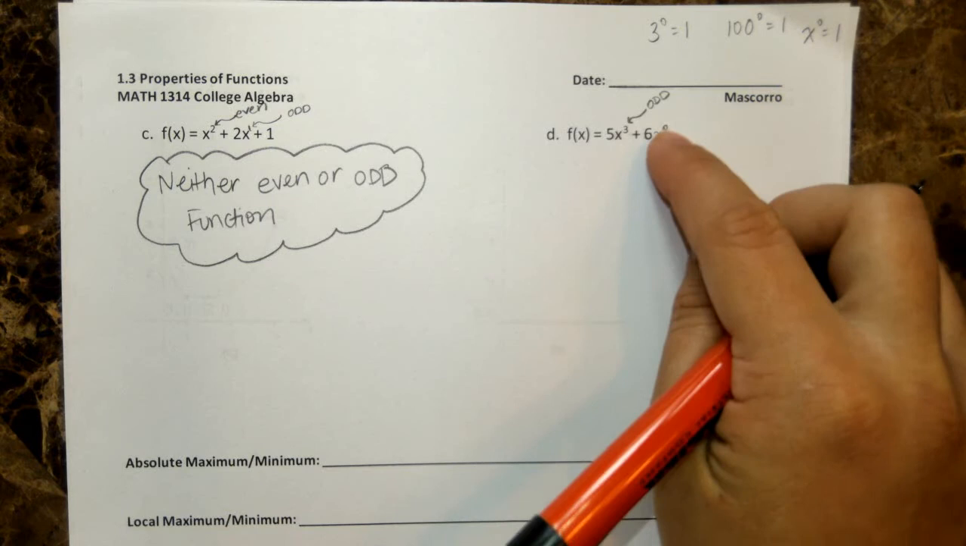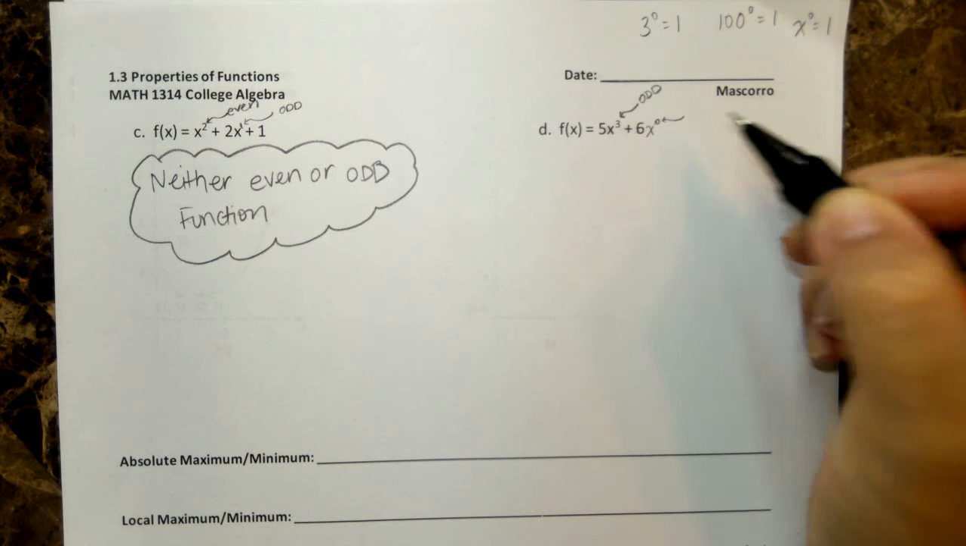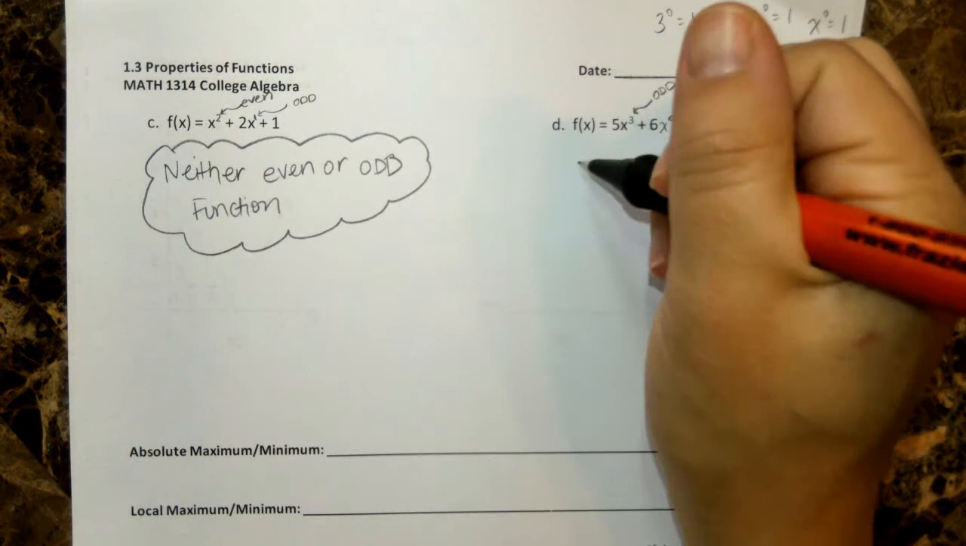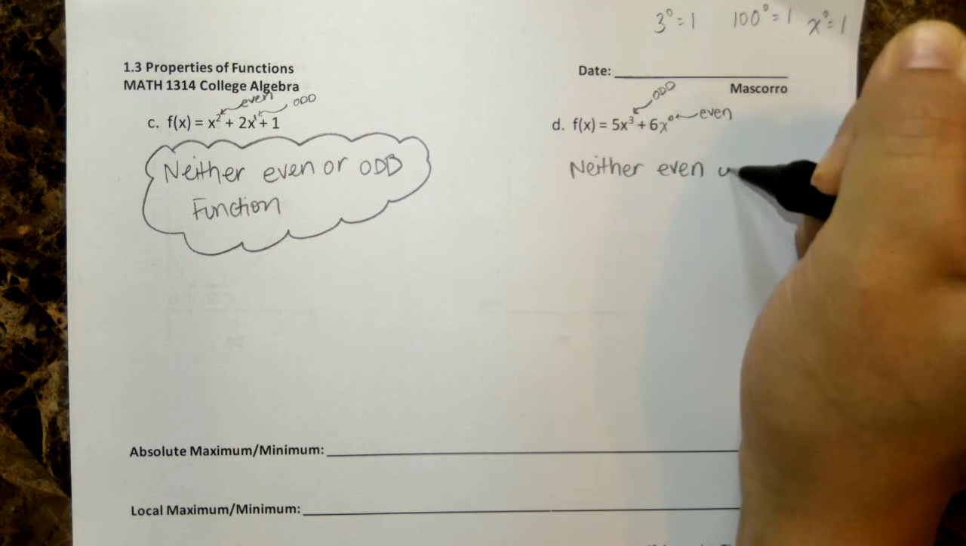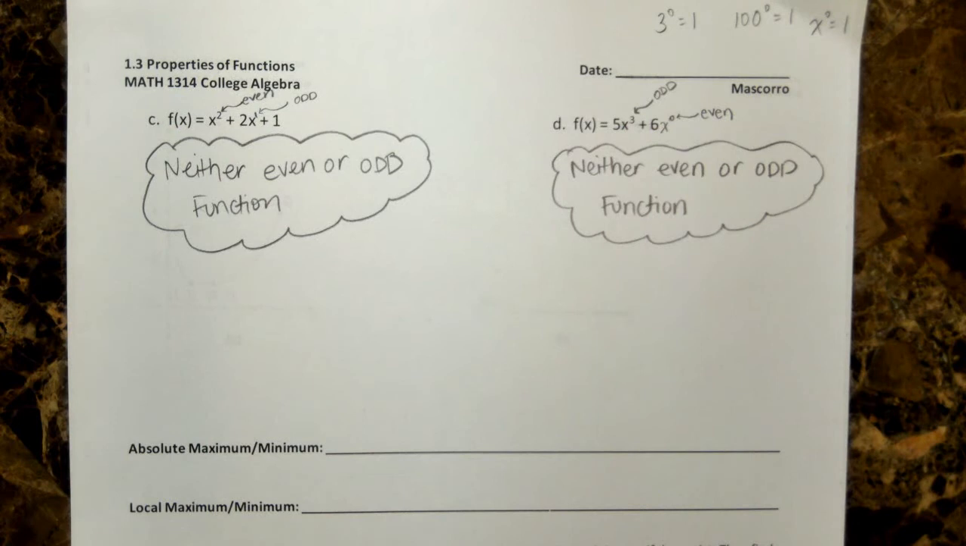Okay, and I did that because we have 3 is an odd number. Now what about the exponent of 0? Well, 0, most people might not know this, but 0 is actually an even number. Okay. We have an odd and even exponent, and therefore, once again, this function is neither even or odd. And there's our answer. Okay, and that wraps up even and odd functions.